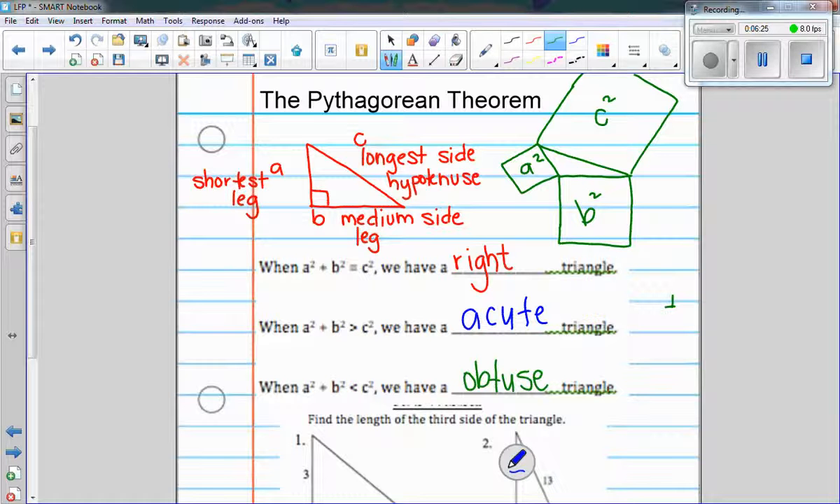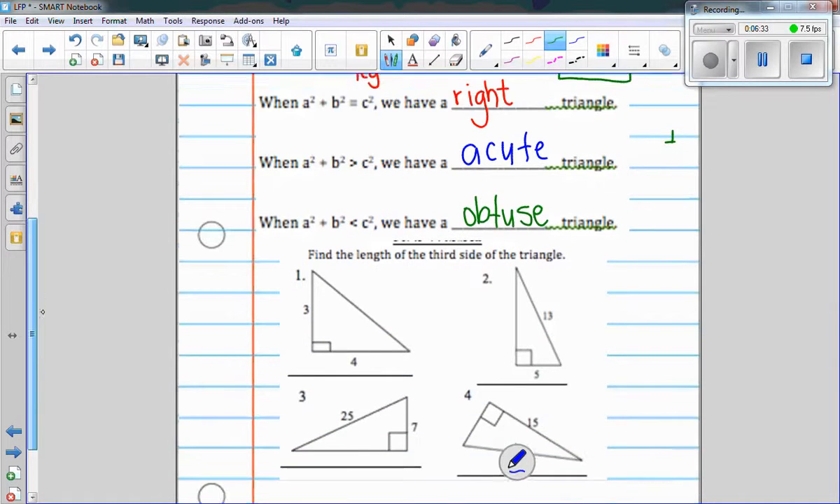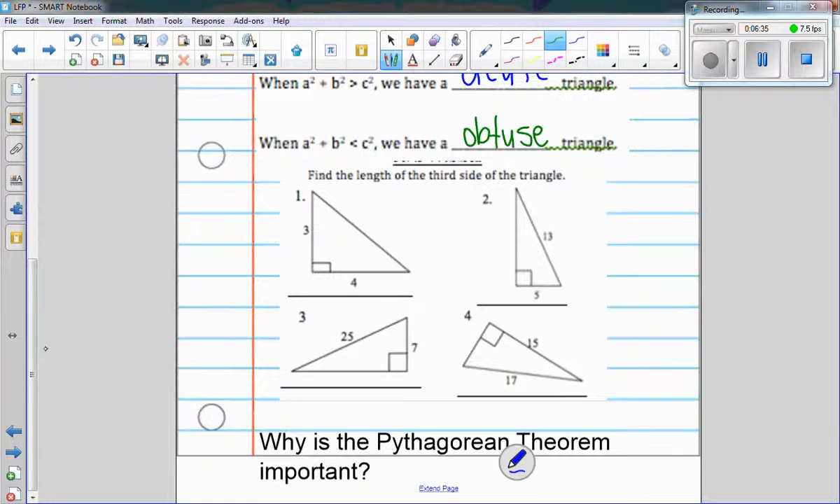Do you guys have any questions? All right. So let's go ahead and apply this and see how this would work with a couple of triangles. So I'm going to start with number 1 here. I have a side length A of 3, a side length B of 4, but I do not know C.